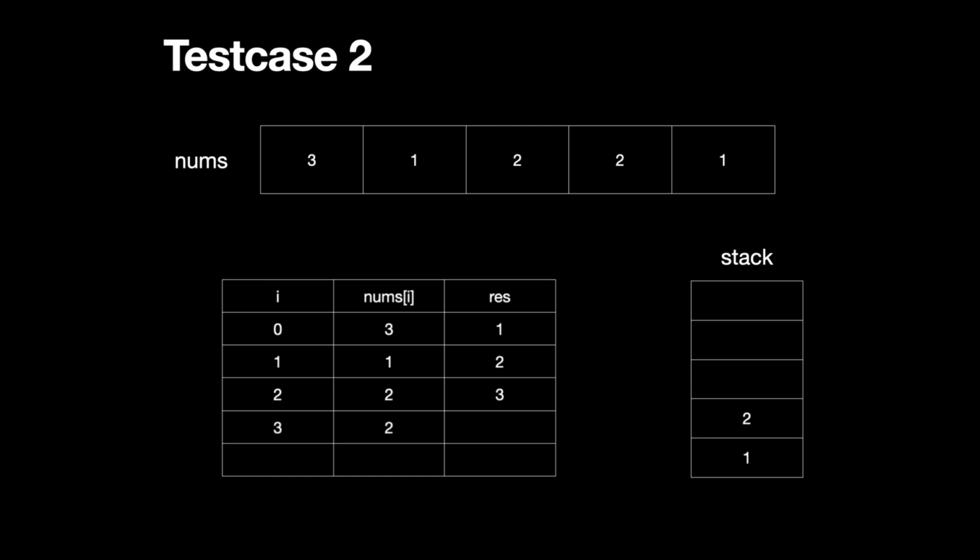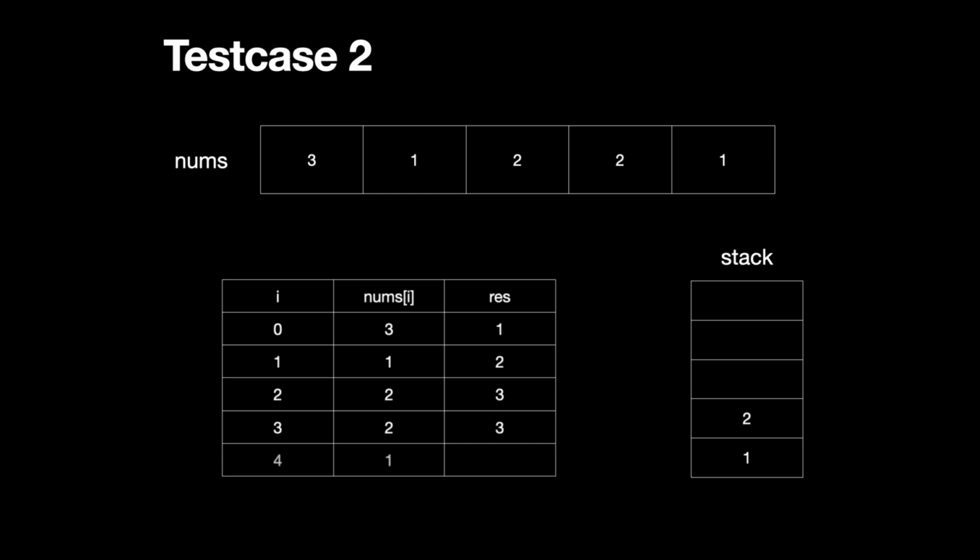Next, i is incremented to 3. The current value of the nums array is equal to 2. So we'll compare nums[i] with the stack. Both values are the same, so we do not need to perform any operations. So the result will remain 3.